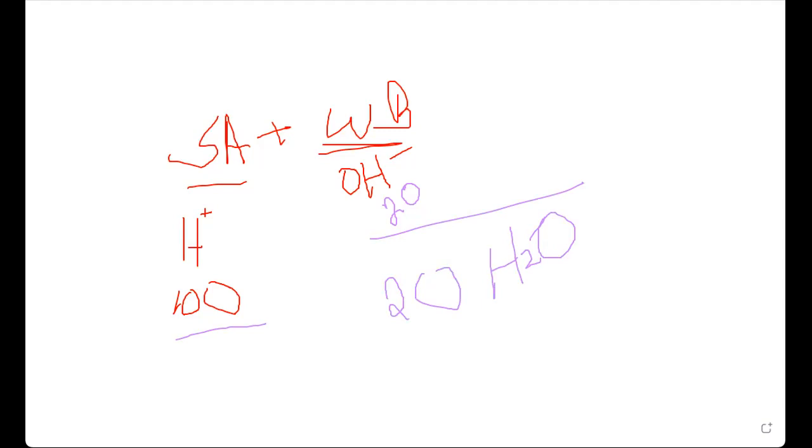Only 20 H positive ions have been converted into water, but still there are 80 H positive ions. Why? Because you have used a stronger acid that has given you a lot of H positive ions, but on the other hand, you are using a weak base that is giving you very few OH negative ions. So in this case, you don't have more OH negative ions which could react with these remaining H positive ions to give a neutralization reaction.